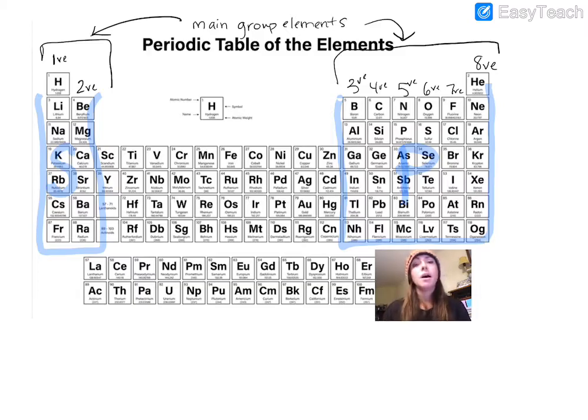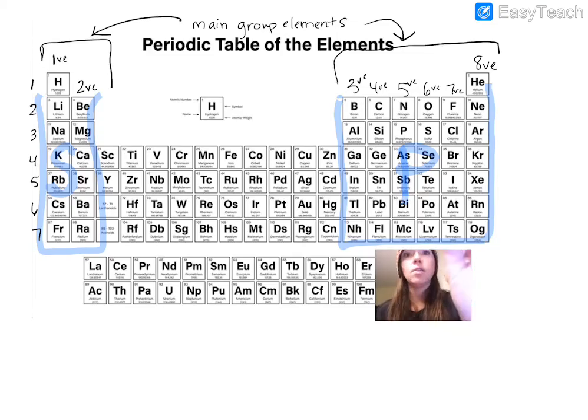So important to know. Now, the other thing mentioned is that your period, that is the row. Group tells us valence electron count, row tells us the number of energy shells. 1, 2, 3, 4, 5, 6, 7. So your row will tell you how many energy shells are in that atom.